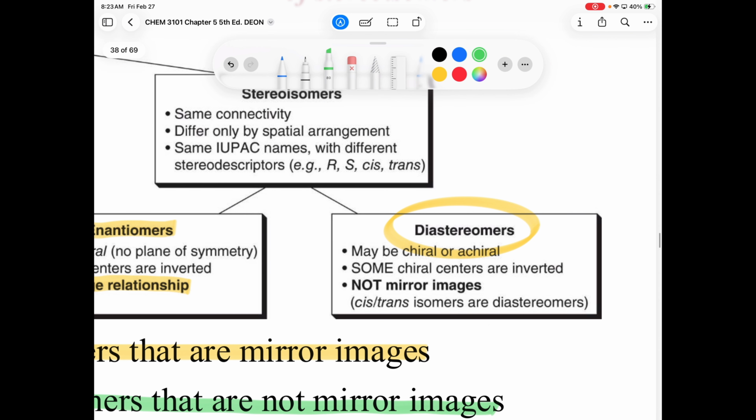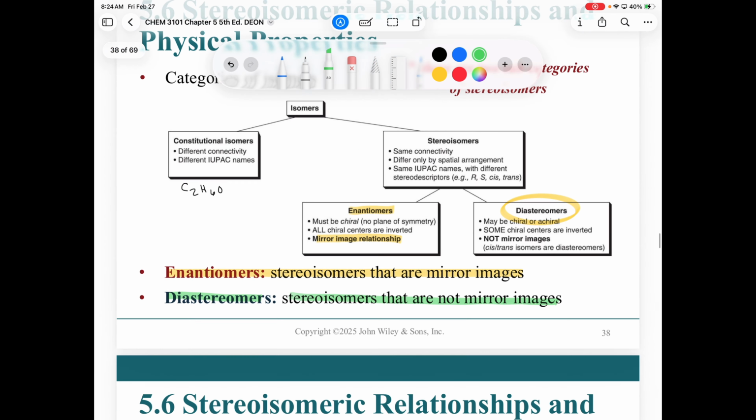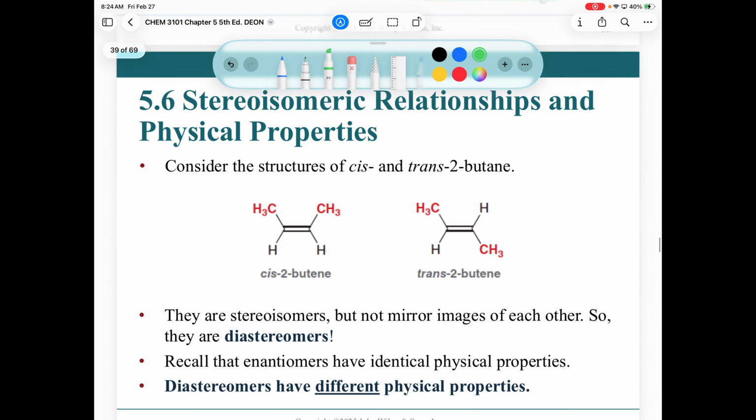Now, diastereomers may be chiral or achiral. Some chiral centers are inverted. They're not mirror images. Cis-trans isomers are going to be diastereomers. You can remember that: anytime I give you two compounds that have the same connectivity, one is cis, one is trans, what's their relationship? Diastereomers, done. Whether it's on a ring or around a double bond. So cis-trans stereoisomerism is going to be diastereoisomerism. And this is kind of where we left off last class.